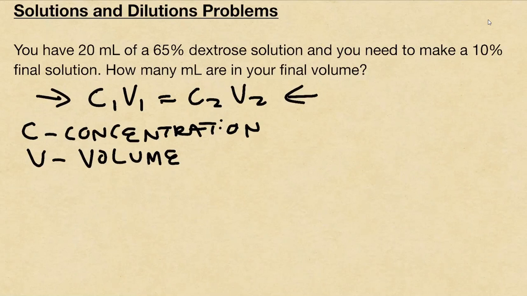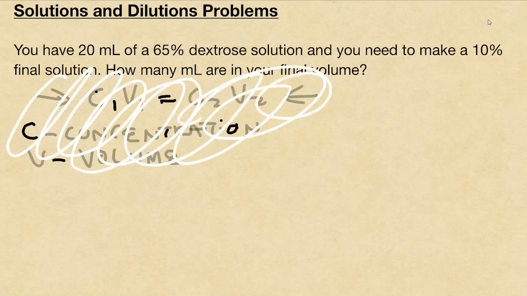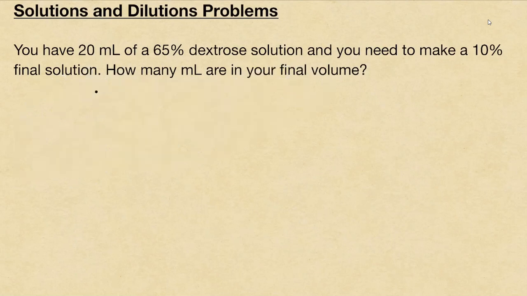So let's look at this problem here. We've got 20 mLs of a 65% dextrose solution, and we need to make that into a 10% final solution. So how many mLs are in our final volume? Let me just erase this stuff and get this out of the way for a moment so we can do some math. Okay, so let's go ahead and plug in our numbers.